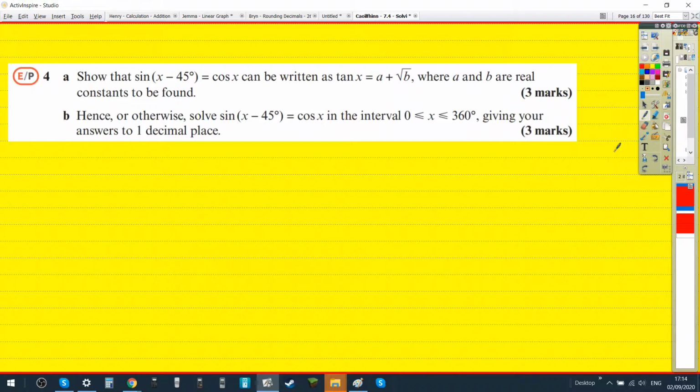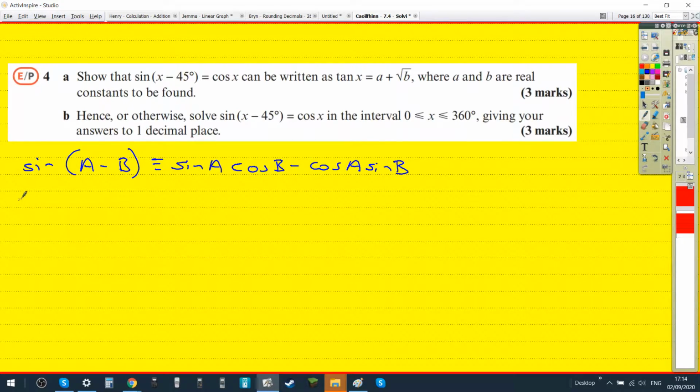So do we have to use that rule again with the sine A plus B? Yep. In this case, it'll be sine A minus B. Oh, yeah. Which is given to you just with a minus in between. What would you do with that? So you would do sine x cos 45 minus cos x sine 45 is equal to cos x.